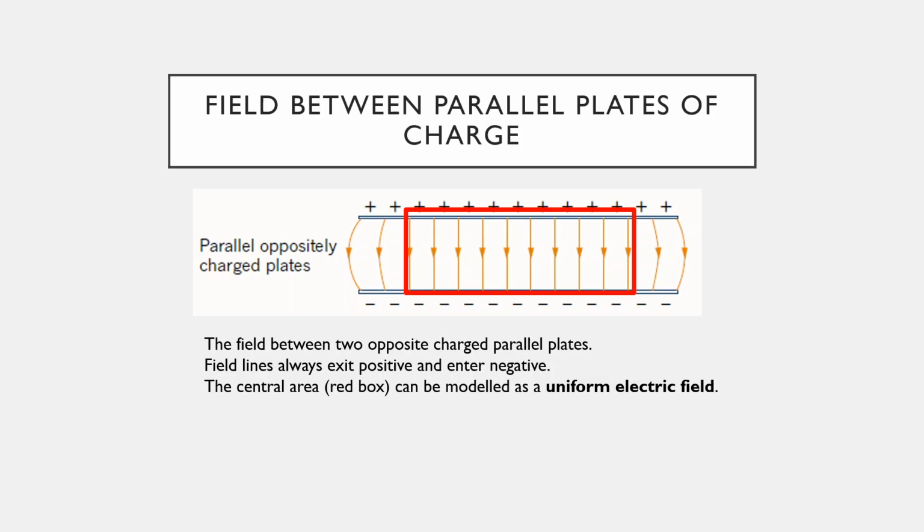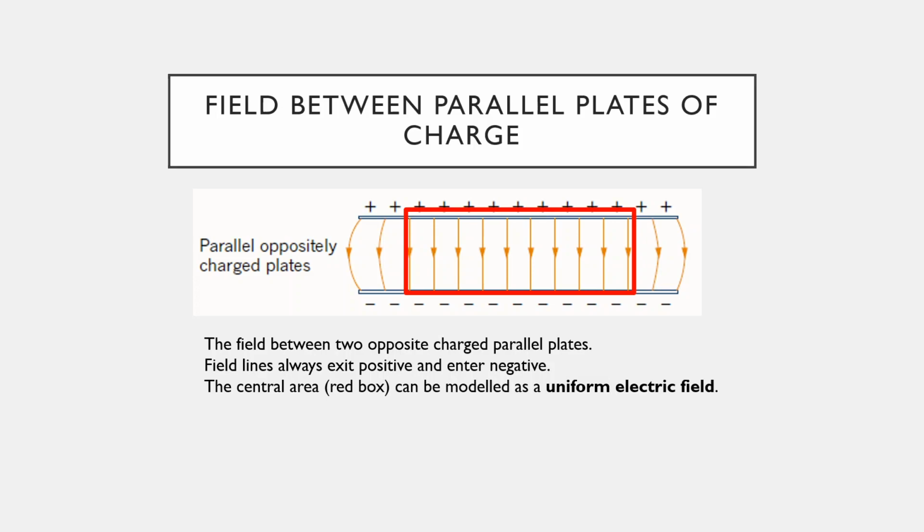So when we see a setup like this, two parallel plates, each one of them having an opposite charge, the region in between, the middle, indicated by the red box here, that is what the field would look like. And we say that's a uniform electric field.